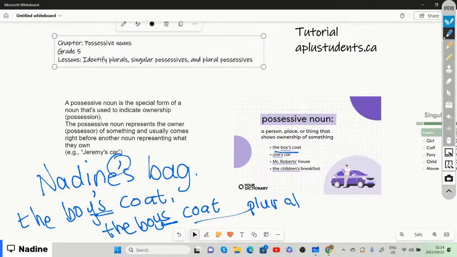Joe's car. Sandra's car. Right? We put the apostrophe S to show possession. Mr. Roberts's house. So whose house is it? It's Mr. Roberts's house. He is the owner. He can take ownership all he wants because he is the owner of the house. So Mr. Roberts.